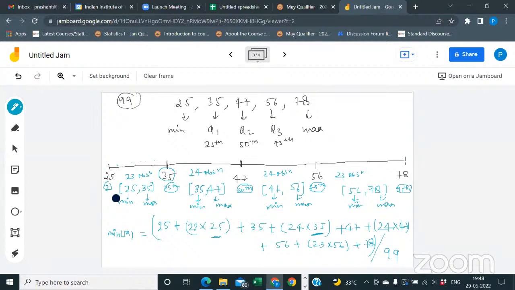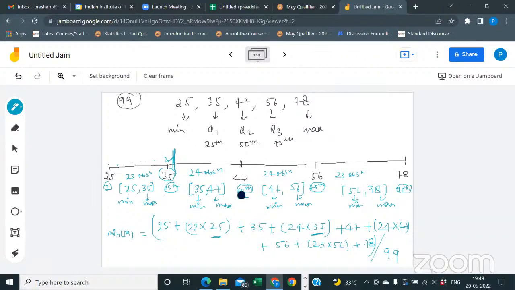But second, third one, and fourth one, I have doubts, sir, how it is 24 observations, 24 and 23 observations. Okay, see, between these two, there are 23 observations. So the 25th observation is finished here. So from the 26th observation up to the 50th observation, how many are there? 24, because you are including the 25 here, right? Yes, but excluding the 50th.